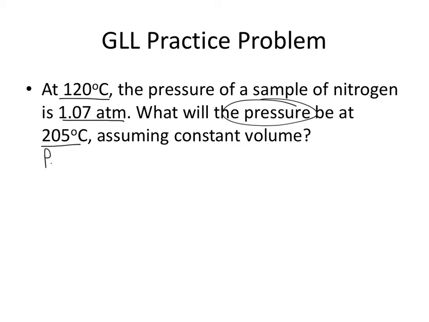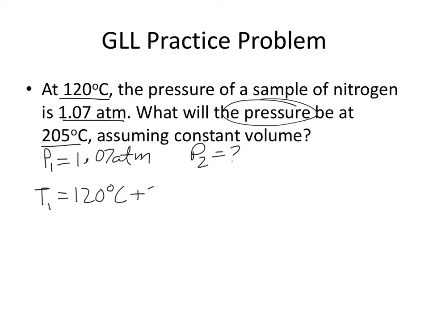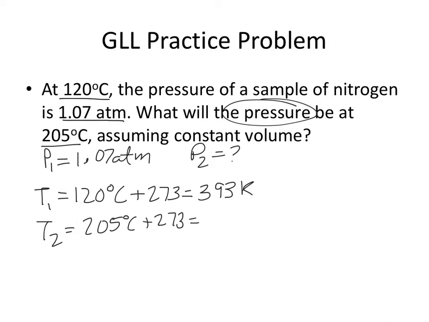So we have a P1 of 1.07 atmospheres, and we're looking for our new pressure. Our initial temperature is 120 degrees Celsius. Remember, though, we have to convert this to Kelvin. So we're going to add 273, and we get 393 Kelvin. And then our new temperature, T2, was 205 degrees Celsius. Again, we have to convert that into Kelvin. So we're going to add 273 to it, and we get 478 Kelvin.